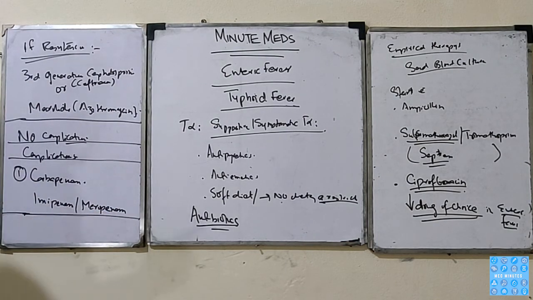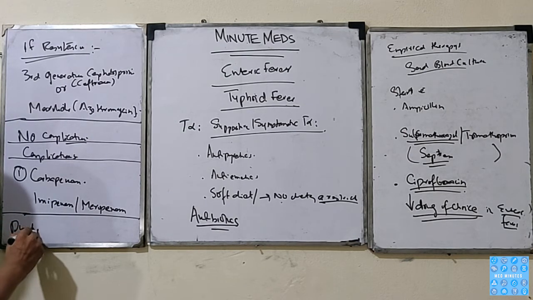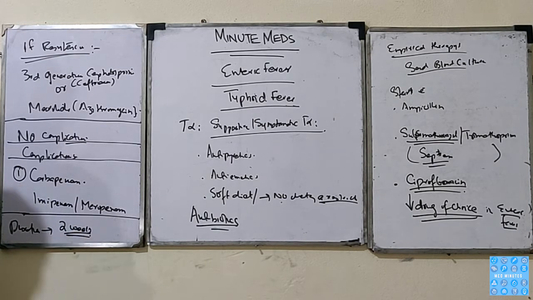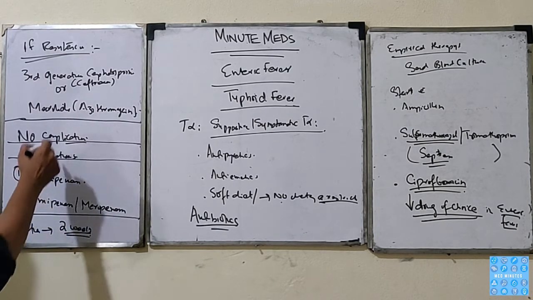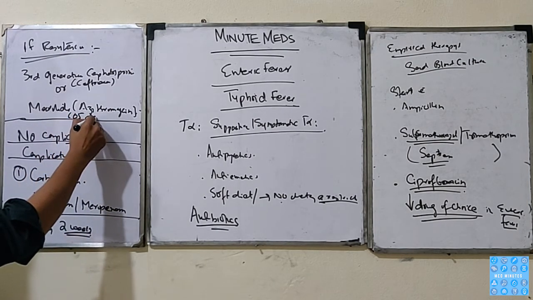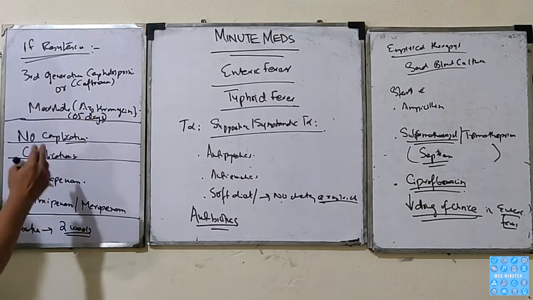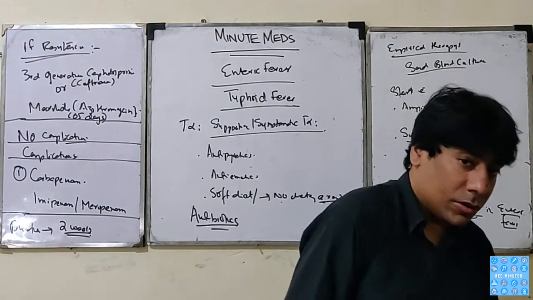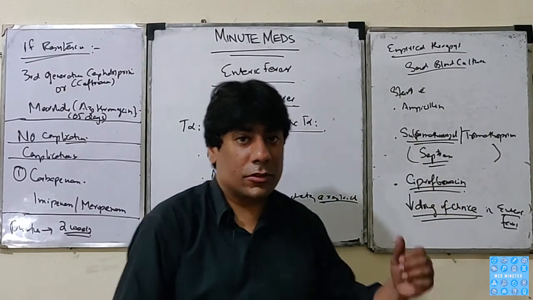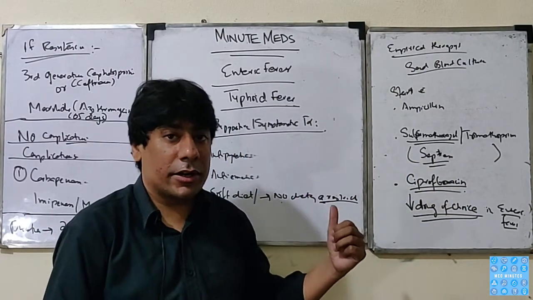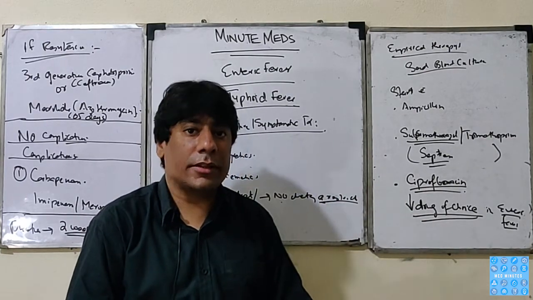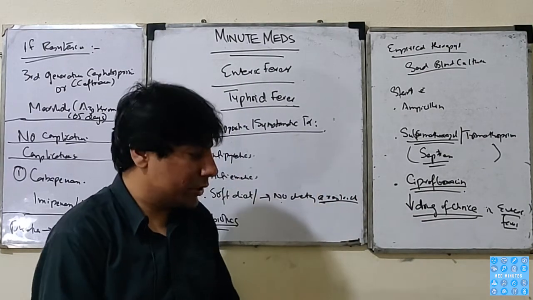Now, the last thing: what about the duration of therapy? The duration is 2 weeks. Only for azithromycin it is 5 days. The rest is this. So the bottom line is, regarding prescribing antibiotics, you have to give some empirical therapy until the blood culture report comes, and then you can change the therapy according to the blood cultures.